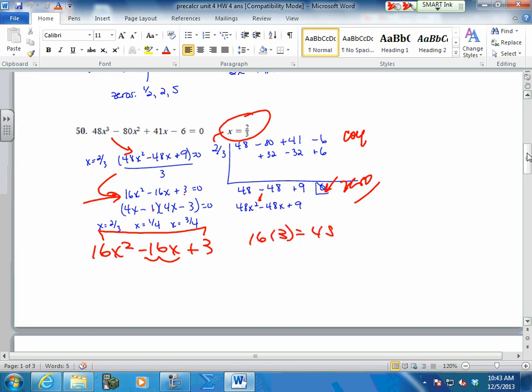Easiest way to go. You could do it on this one. The numbers will just be very large, but it's very doable. Now, can you find me factors of 48 that add up to 16? And add up to negative 16.